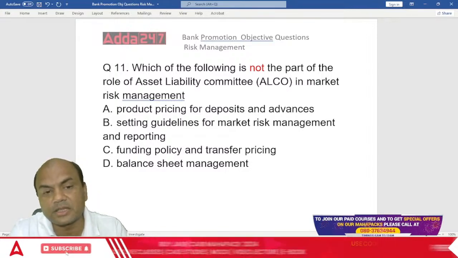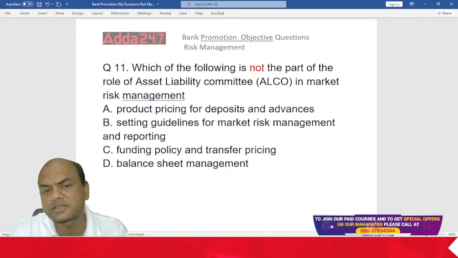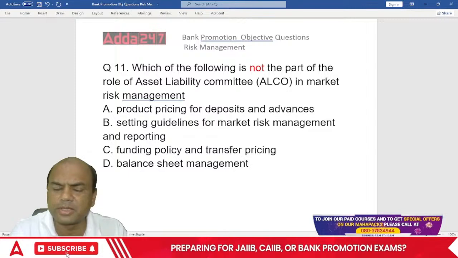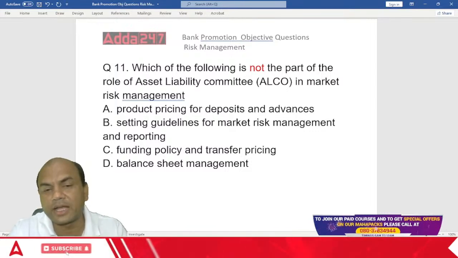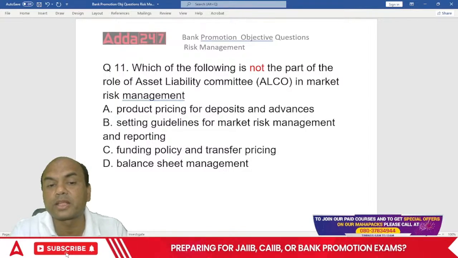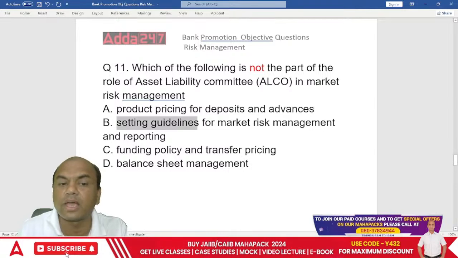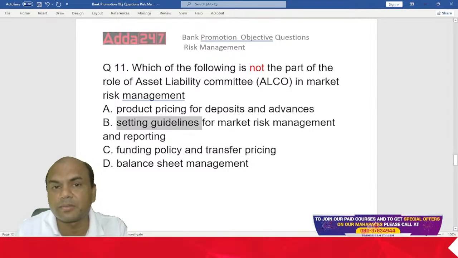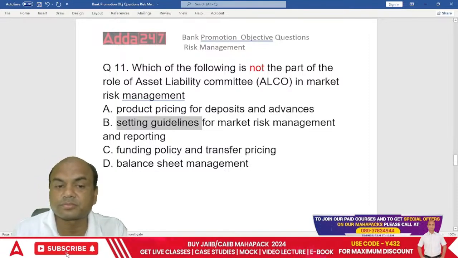So these operational level committees, will they be the main part in setting the guidelines? Product pricing will be there, where they have to decide what is my asset product, what is my deposit product, what is my loan product, rate of interest. So that will be there. Guidelines for market risk management and reporting. Guidelines means what? Can the guidelines be set by this ALCO committee? No, ALCO committee is an operational committee. Guidelines are always set by the top board of directors. Okay, so this can't be the part of ALCO.